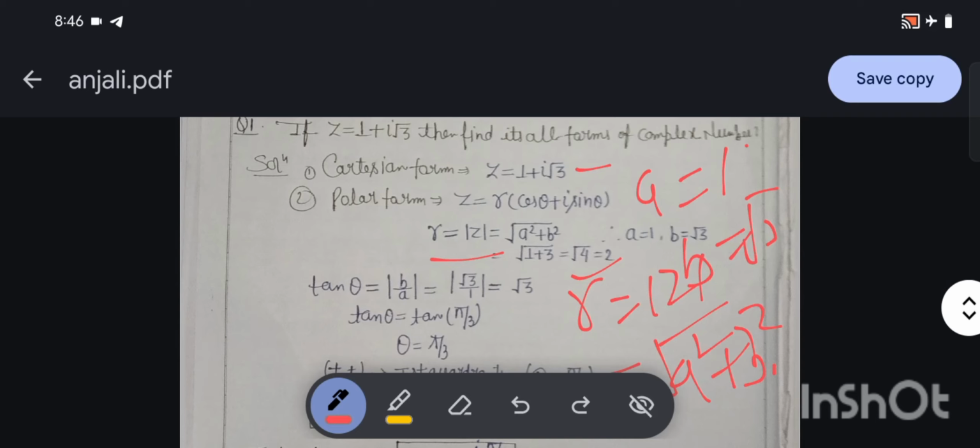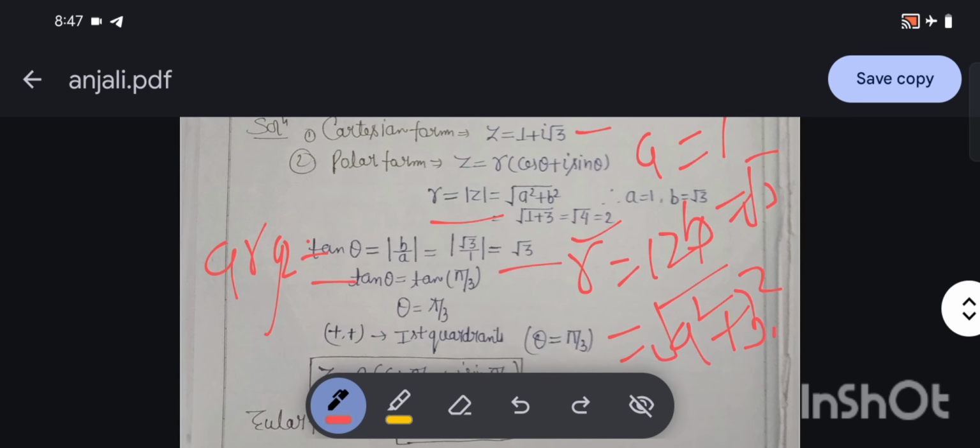Okay, so how will we find the value of theta? We use argument of z is equal to tan theta, and tan theta is equal to mod of b upon a. So what is the value of b? Root 3 upon 1 is equal to root 3. Okay, so which angle in tan gives root 3? Pi by 3. So we can write tan theta is equal to root 3, and theta is equal to pi by 3.